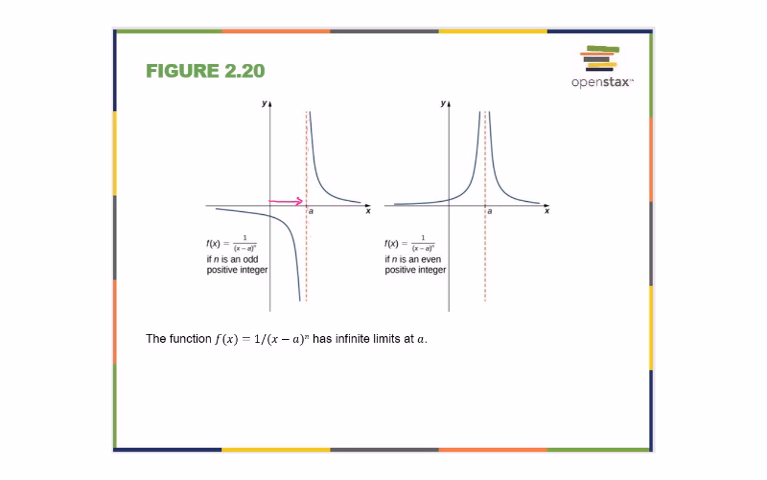If n is an odd value, then you'll get this positive on the right and negative on the left, right? So it goes towards positive infinity on the right, negative infinity on the left, if this is odd, okay? If this is an even integer, if the exponent is even there, then you'll go up on both sides, right? Positive on the right and positive on the left, okay?